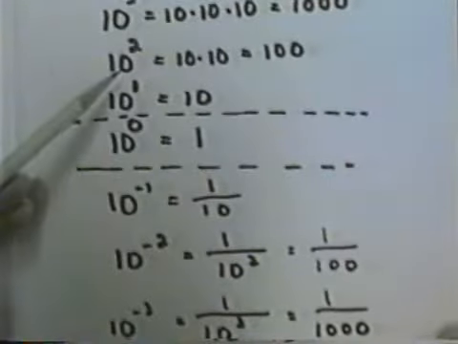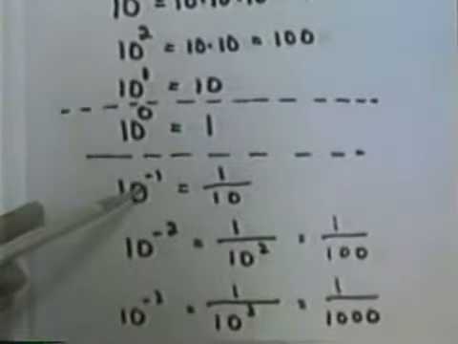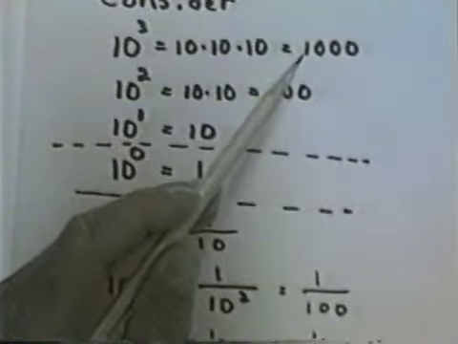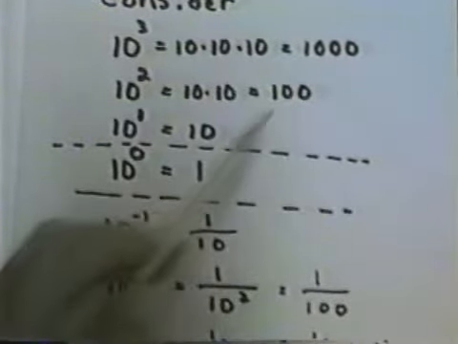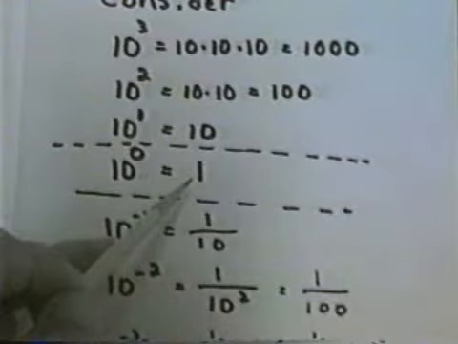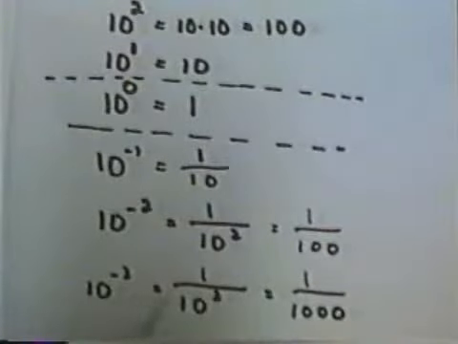So as my exponents decreased, 3, 2, 1, 0, negative 1, negative 2, negative 3, it appears that my answers were divided by 10. 1,000 divided by 10 is 100. 100 divided by 10 is 10. 10 divided by 10 is 1. 1 divided by 10 is 1/10. 1/10 divided by 10 is 1/100th. 1/100 divided by 10 is 1/1000th.